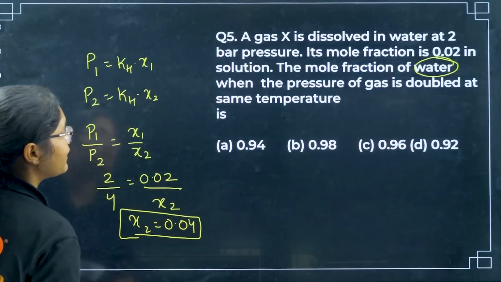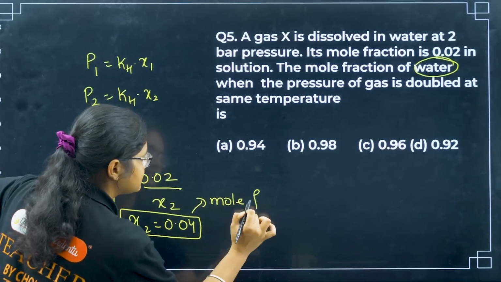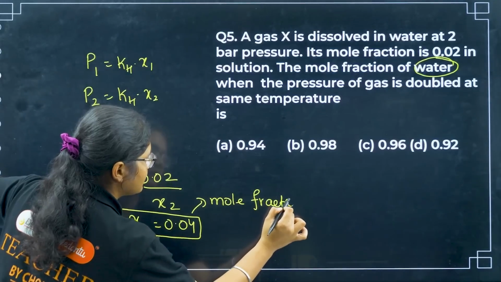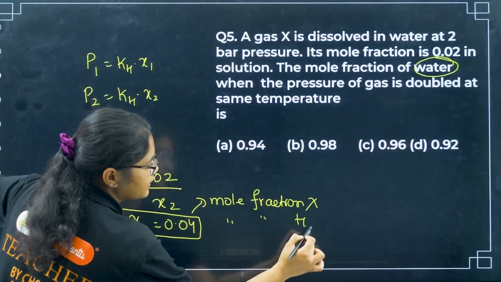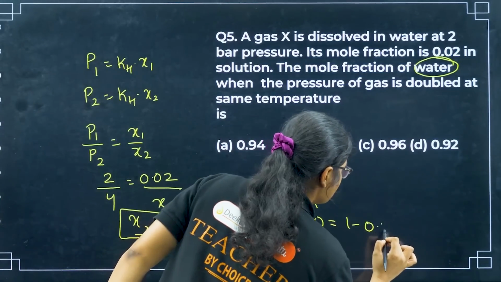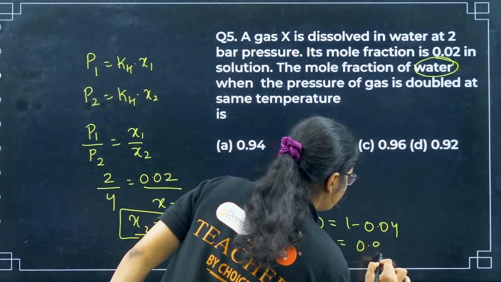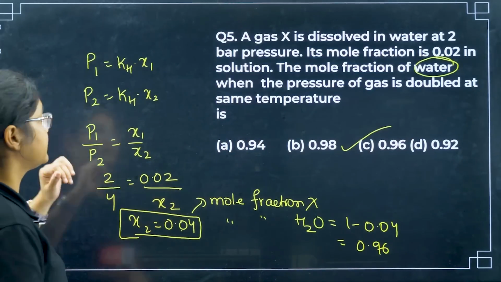But that is what? This is the mole fraction of X. But the question is asking me the mole fraction of water. So it will be what? 1 minus 0.04. So that is equal to 0.96, option number C here. Okay, I hope this is clear.